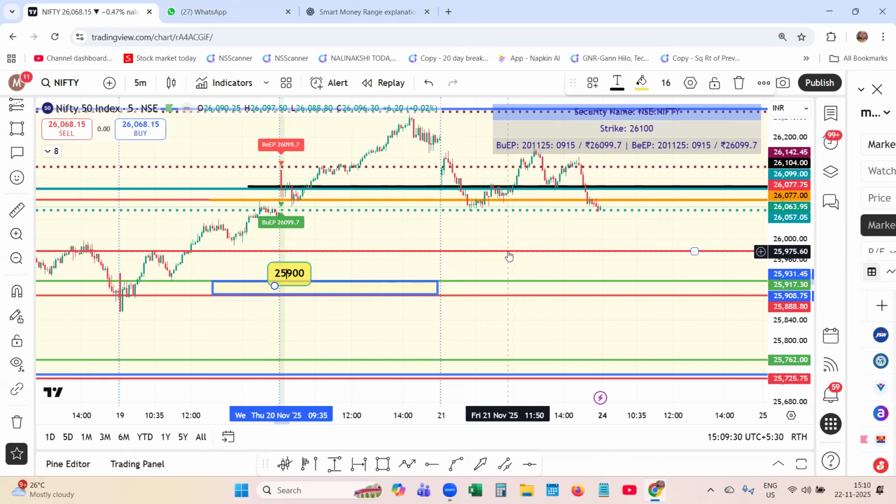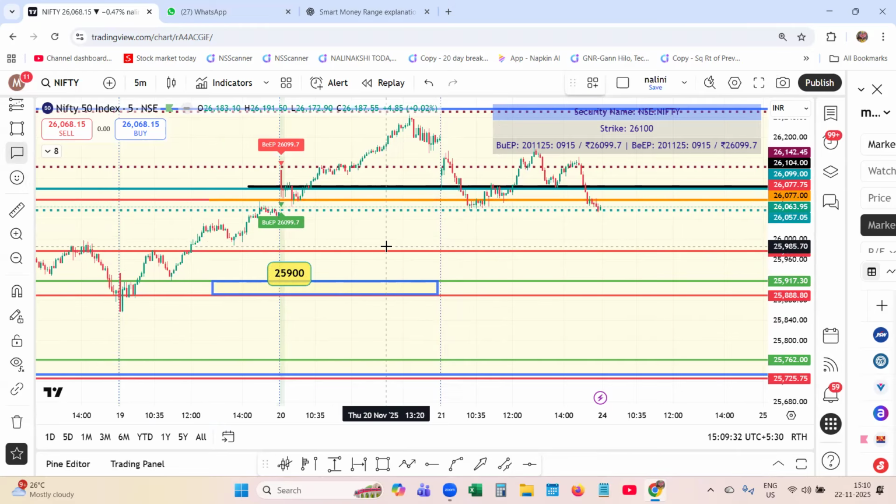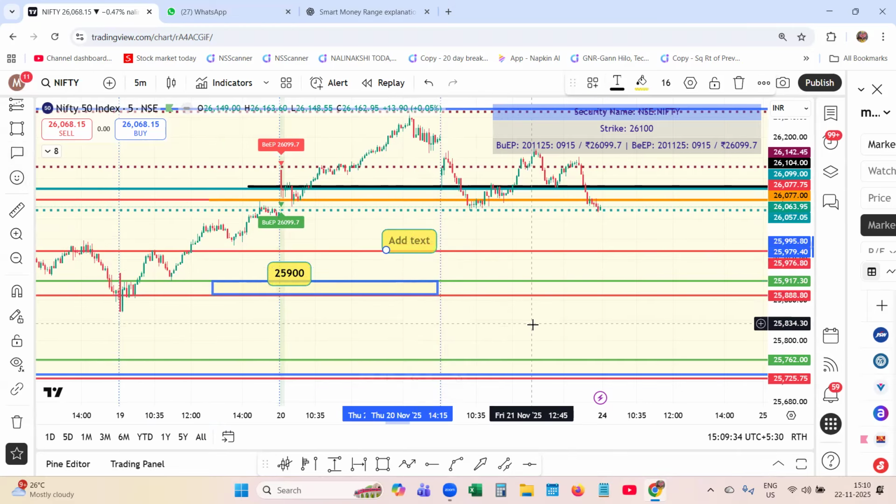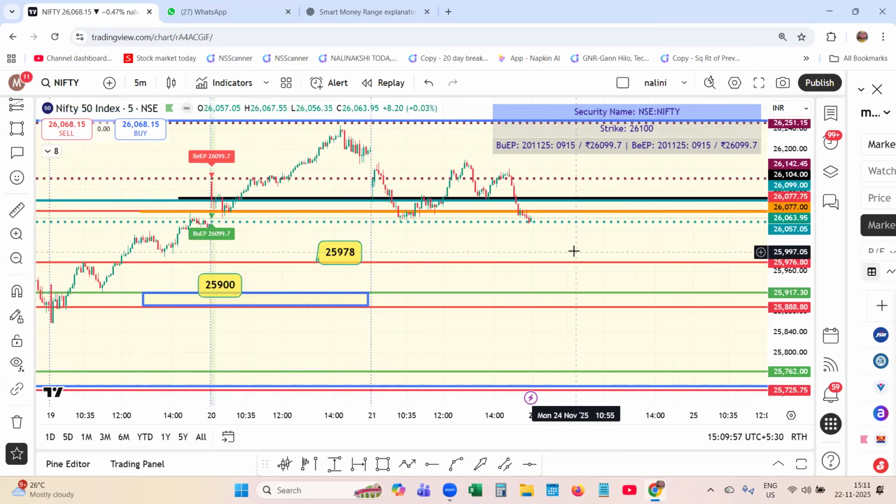And next, this is the 25,978. So this is the major support for the market. Next level of support. This is the PE level. There is no straddle. There is no call writing here. You are getting that level.